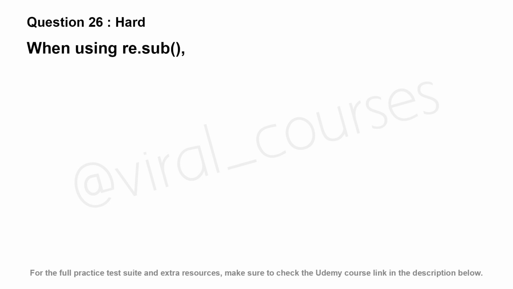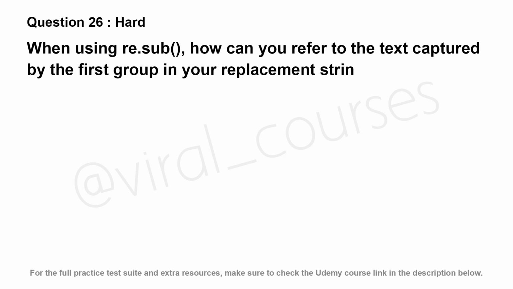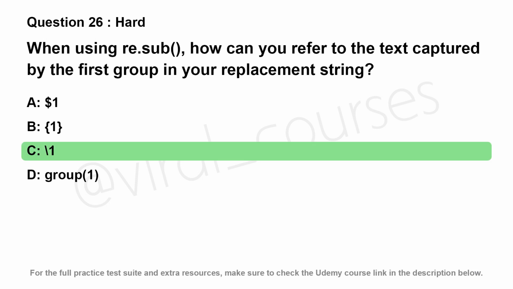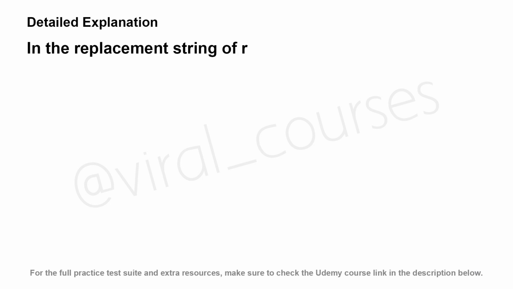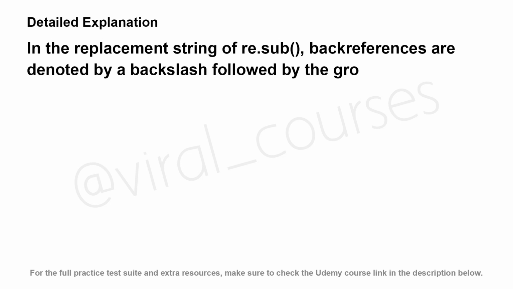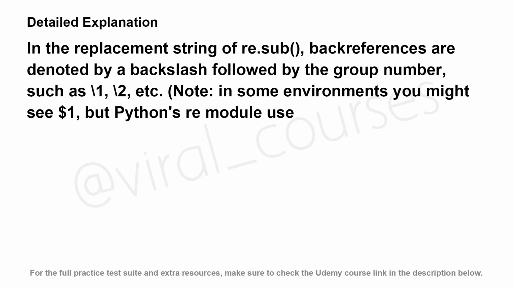When using re.sub, how can you refer to the text captured by the first group in your replacement string? Option A, $1. Option B, %1. Option C, \1. Option D, group(1). The correct answer is C. In the replacement string of re.sub, backreferences are denoted by a backslash followed by the group number, such as \1, \2, etc. Note, in some environments you might see $1, but Python's re module uses \1.